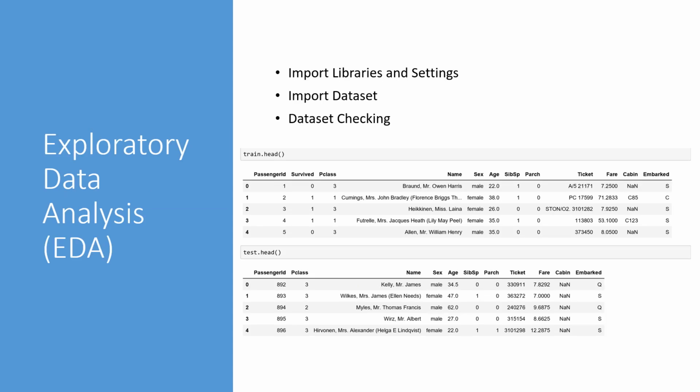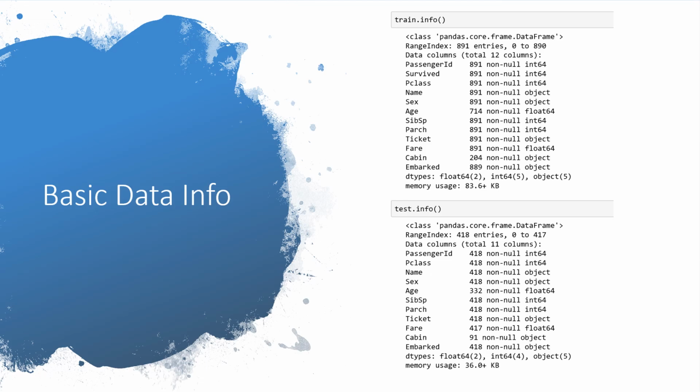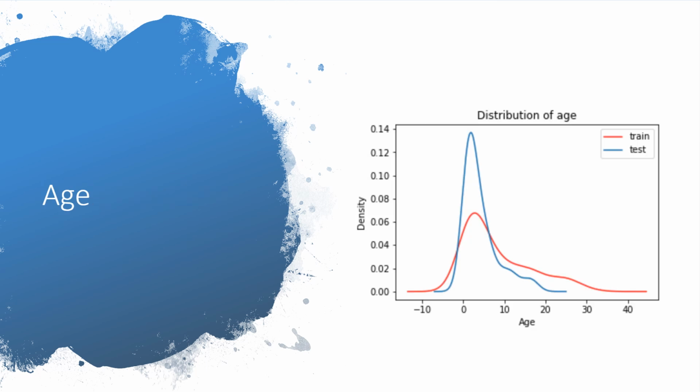So for the first part, we're doing exploratory data analysis. We want to see what the training data set and the testing data set look like. We can see there are 891 rows in the training set and 418 rows in the testing set. And there is some missing data, like in age, cabin, and embarked.